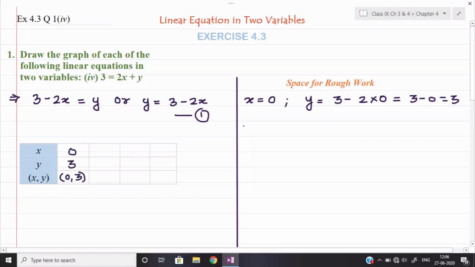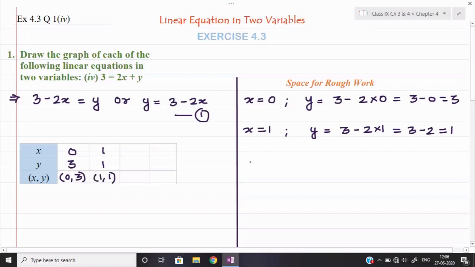Now if I put up the value of x is equal to 1, so in that case what will be the value of y? Y will be equal to 3 minus 2 into 1. Now I am keeping the value 1 here. 2 into 1 will be equal to 2 and 3 minus 2 will become here 1. So I can say that if I take the value of x is 1, y is also coming 1 and my coordinate will become here 1 comma 1.